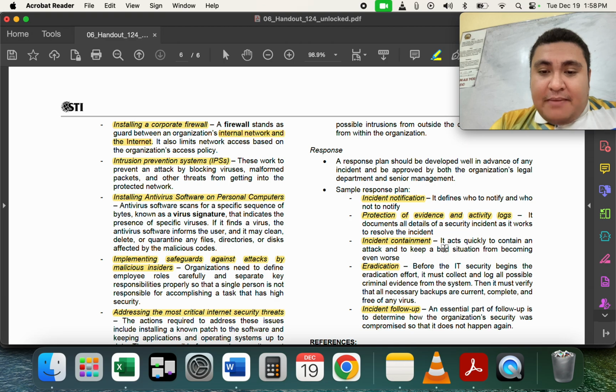And then incident containment means keeping the situation from becoming bigger and worse. Okay? And then the last one is eradication. Before the IT security begins the eradication effort, it must collect and log possible criminal evidence from the system. Okay? And then that's when they do the eradication. The last one is the incident follow-up. It means the organization will do a thorough check so that it will not happen again.